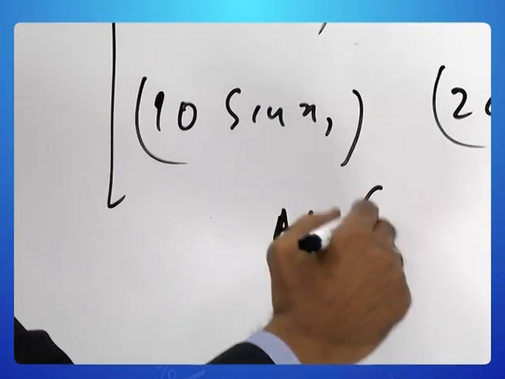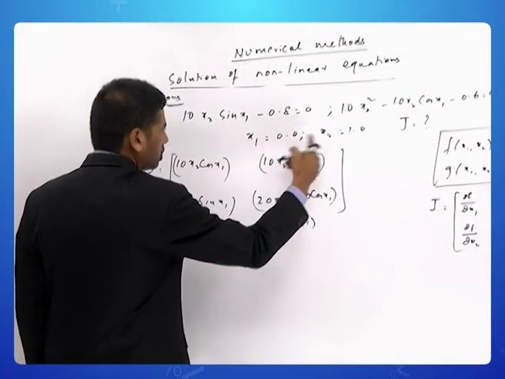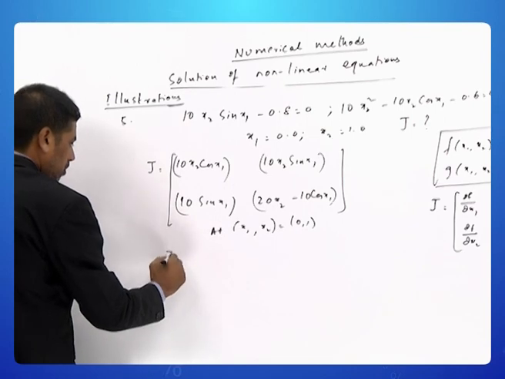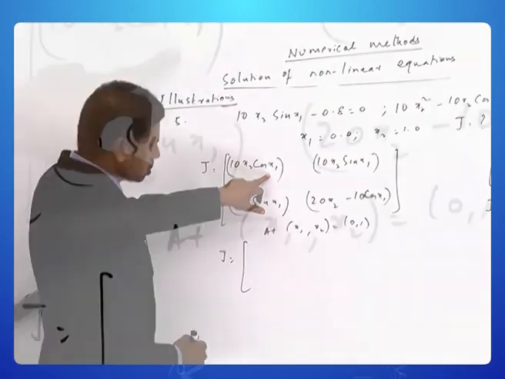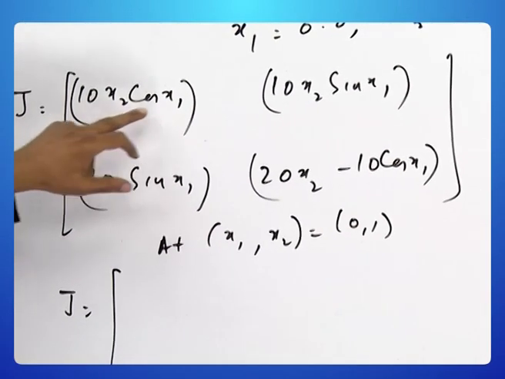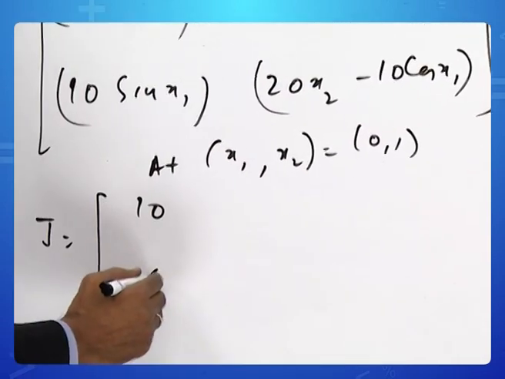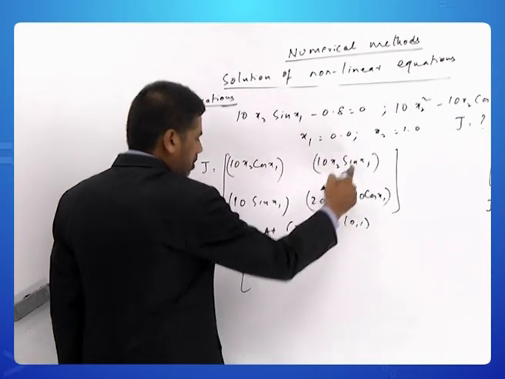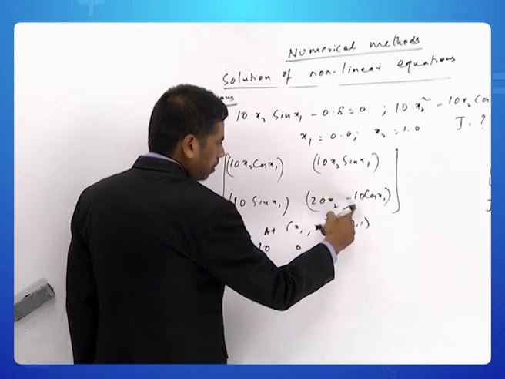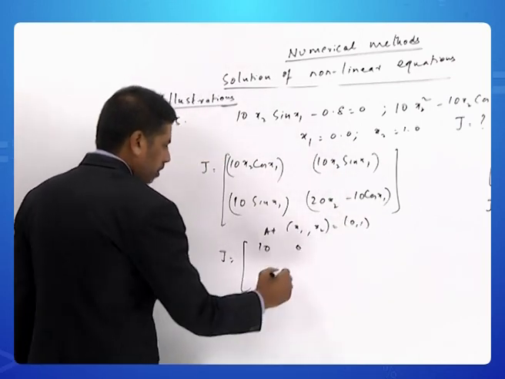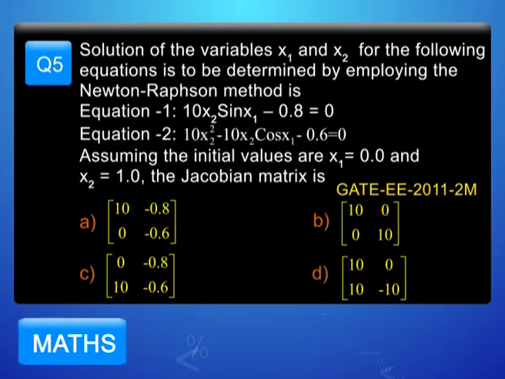So at x1, x2 equal to 0, 1, which are the initial conditions given, J will be: x1 is 0, therefore cos 0 is 1 and x2 is equal to 1. So this value becomes 10. This one becomes 0 because sin 0 is 0, and again sin 0 is 0, and then this will be 20 into 1, 20, minus 10 into cos 0, that becomes 10. So this corresponds to option B.